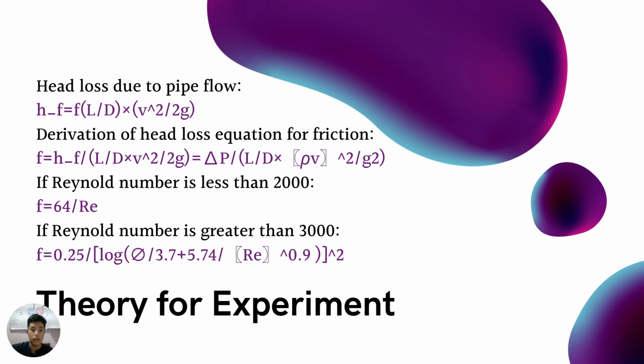Now, a bit of review on the theories that we have to understand before conducting this experiment. There are four formulas that we have employed throughout the experiment. They are the head loss due to pipe flow equation, the derivation of the head loss equation for friction, which is the derivation of the first formula that I mentioned, and the second one is Reynolds number. The third one is the Reynolds number equation.